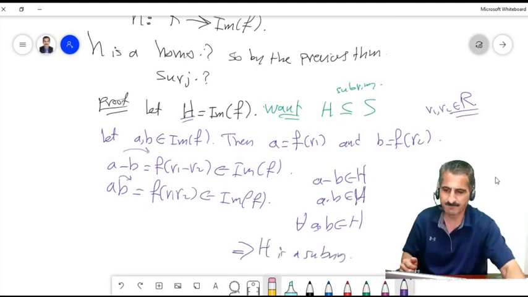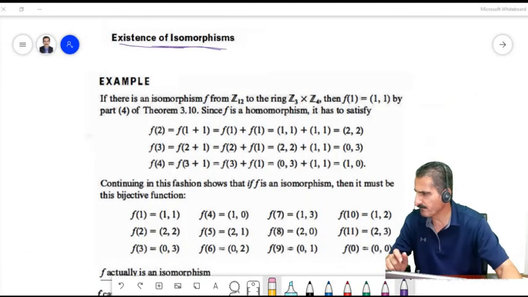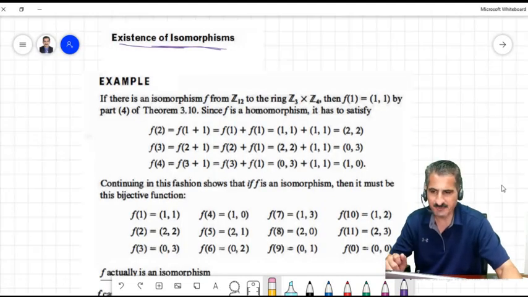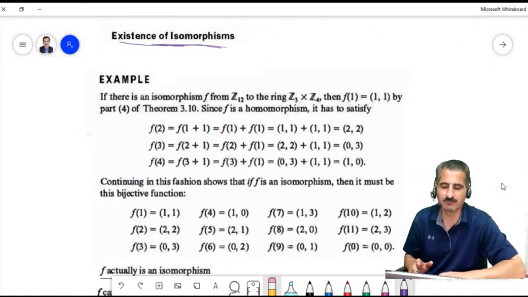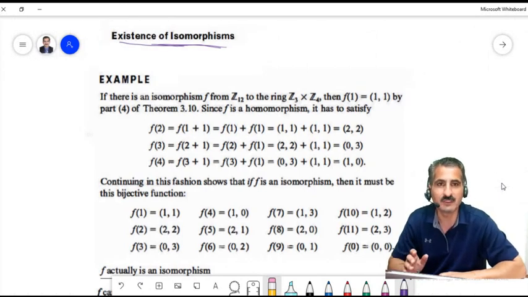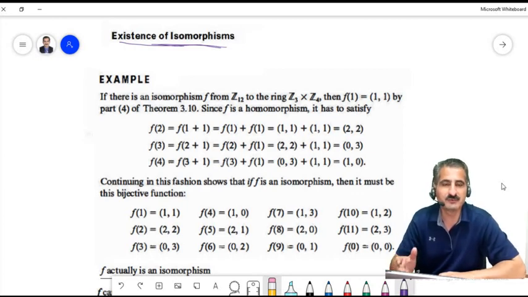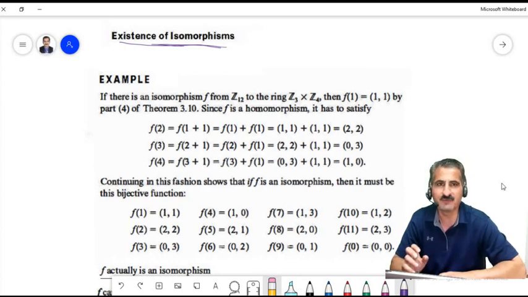Okay. Existence of isomorphisms. You might be asked that given two rings, are they isomorphic or not? If they are isomorphic, then they have to share the same structures or same properties. For example, if they are finite, then they have to contain the same number of elements.